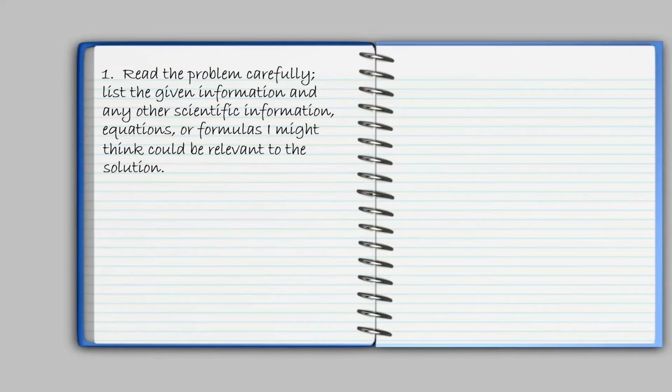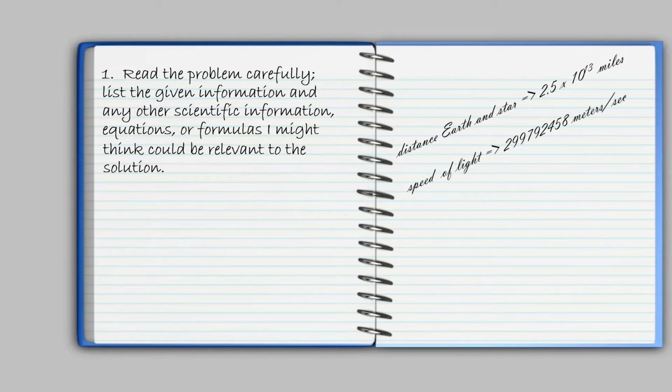The act of writing all the information down ensures that I've identified everything that the problem has to offer. In this problem, the obvious piece of information gathered from the problem statement is the distance between the Earth and the star, 2.5 times 10 to the power of 13 miles. As I read the problem, somewhere in the back of my mind, the concept of the speed of light crops up. Now that could be important, so I look it up and write down the speed of light constant too.